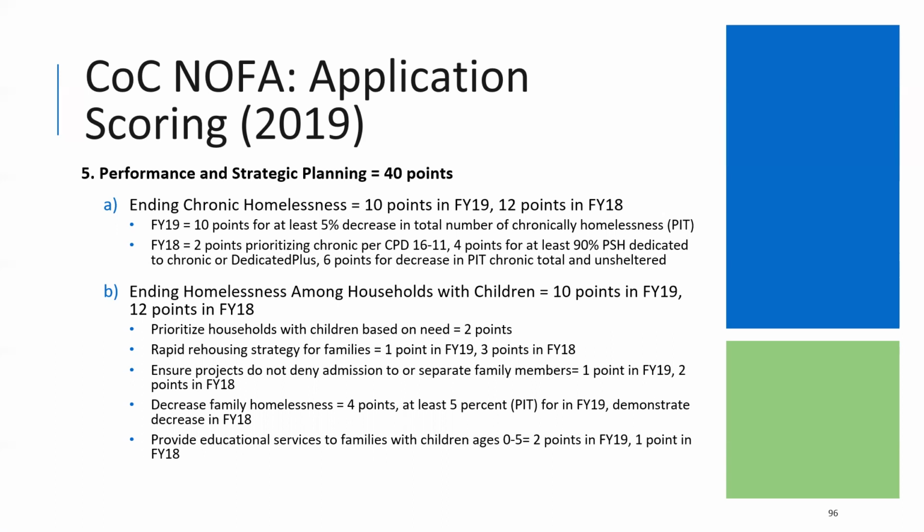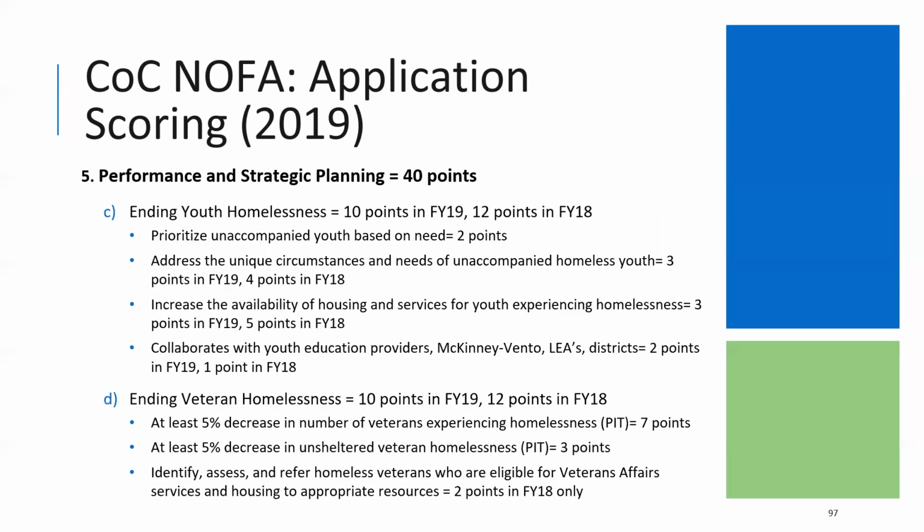So one is that family projects should not be denying admission to or separating family members, for example, based on age or gender. So you can't have a project that is, for example, not accepting an older teen who's 16 and over, or separating two parents from one another, for example, because of gender. HUD also wants to see that you're providing educational services to families with children 0 to 5. So specifically, how are you coordinating with early education, for example?